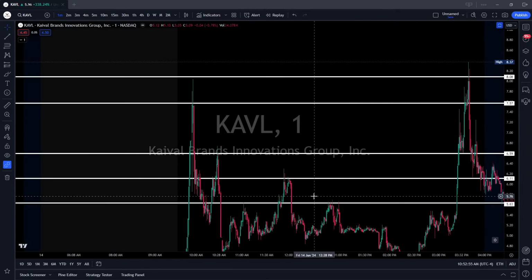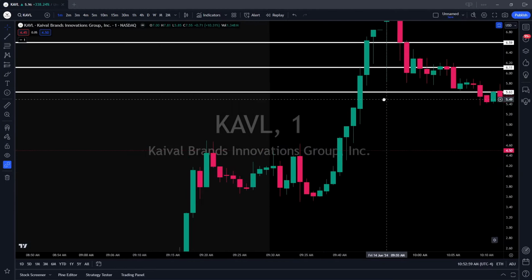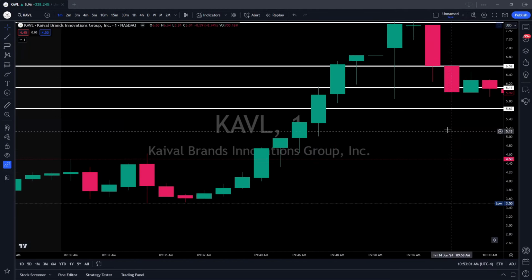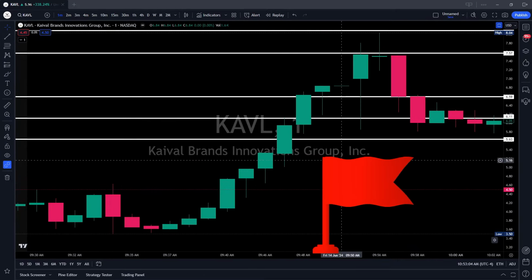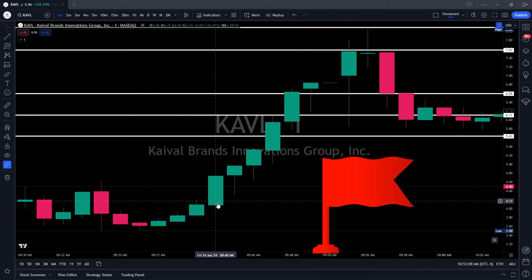So if I zoom out and we look to the left-hand side here, and I zoom in on Cavill's move, what we can see here is the conditions were unfavorable, right? These are a lot of green bars, right? We call this a bullish vertical trend because there's so many green bars in a row, 5 or more. And this is a red flag to our strategy.